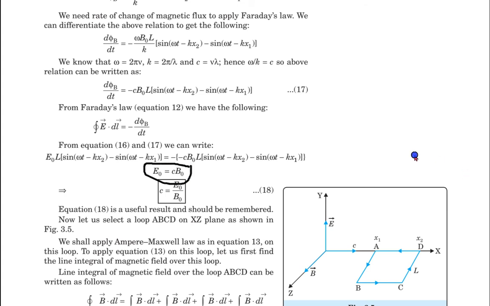The electric field E is equal to C times the magnetic field B. That means the magnitude of the electric field is C times the magnitude of the magnetic field. Here C is the speed of light. So C equal to the speed of light, E by B.